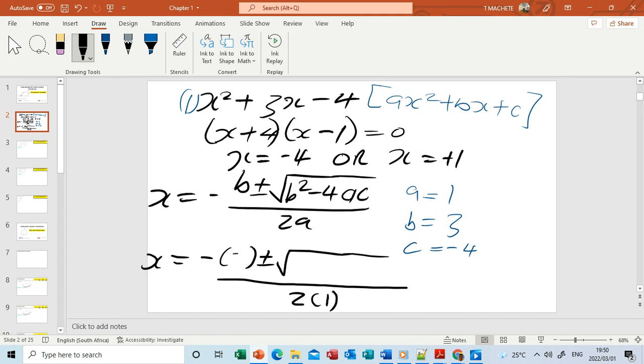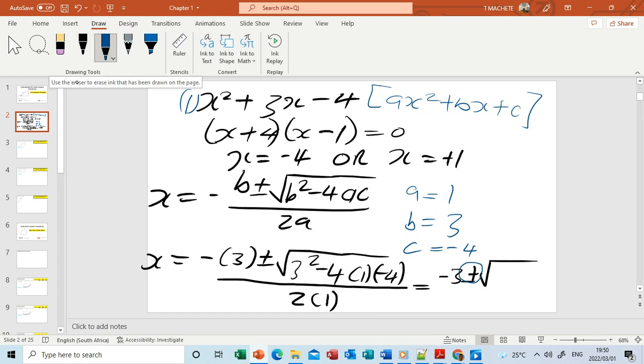So our b in this case is 3, then 3 squared minus 4ac. Then our c is minus 4. Then you can calculate this. It's up to you if you want to solve it step by step, or you can just punch the whole thing on the calculator. But when you punch it on the calculator, guys, take positive first. So you're going to say minus 3 plus root of 3 squared minus 4, open bracket, 1 times minus 4.